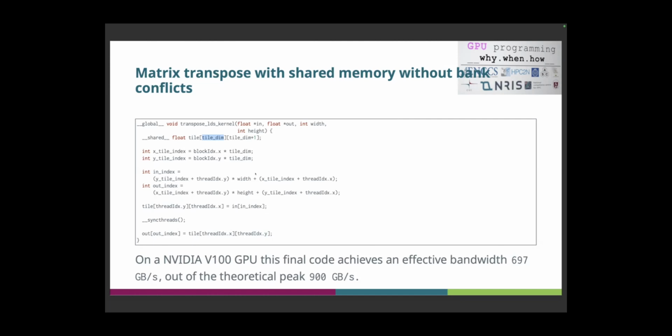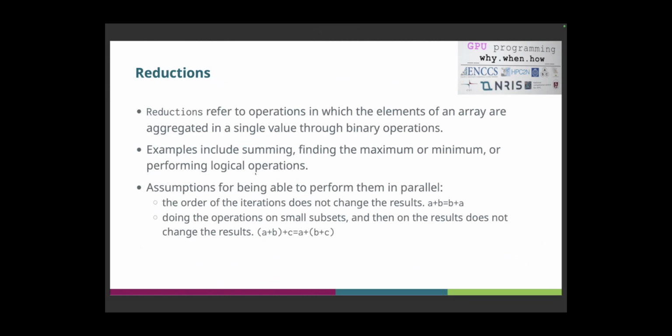Another type of problem where shared memory is actually critical, and I think it would be very difficult to do without shared memory, are the reductions. So these are operations where we have an array and then we aggregate this array to one value by doing some binary operation. So for example, if we want to know the sum of an array, that's a reduction, or if you want to find the maximum or the minimum of an array, it's again another type of reduction. You can also have logical operations, so not just math.